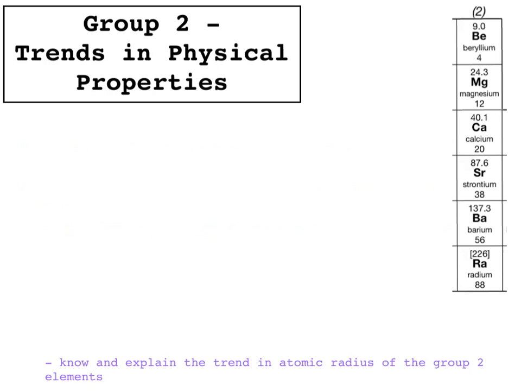So these are the group 2 elements, otherwise known as the alkaline earth metals. So we've got beryllium, magnesium, calcium, strontium, barium and radium. And down the group, the atomic radius increases.